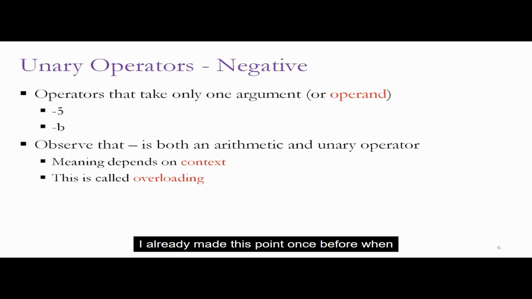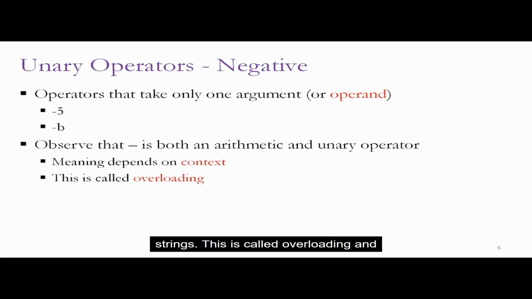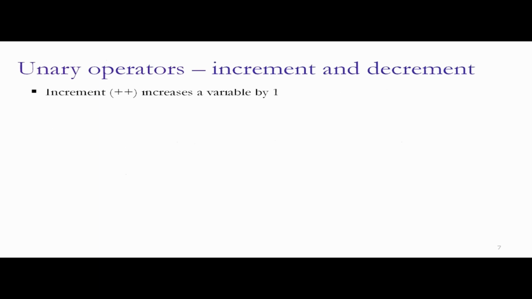Notice that minus is both an arithmetic and unary operator. I already made this point once before when we were talking about the percentage sign doubling up as the modulus operator in arithmetic and also the placeholder descriptor in format strings. This is called overloading, and you should not be confused by it.